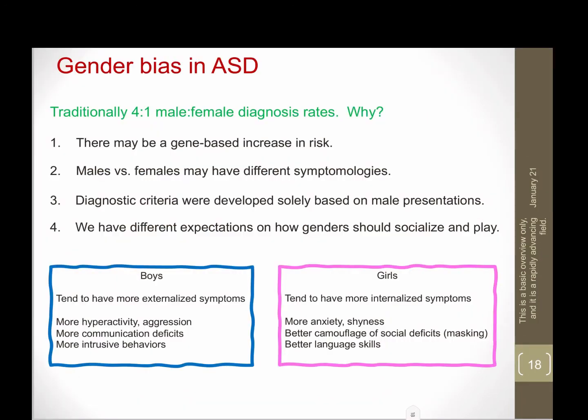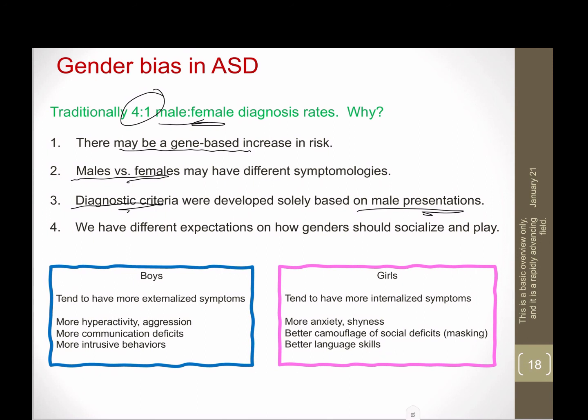The last topic that we're going to talk about is gender bias in ASD. And traditionally, we've accepted that males have a much higher rate of ASD than females. In fact, the diagnosis rates are 4 to 1. So again, we ask ourselves, why is that? And there may be a risk that increases the likelihood of ASD in males. However, there are other things that could impact these diagnosis rates as well. We know that males and females have different symptomologies. They express ASD in different ways sometimes. And we know that male presentation is how we developed diagnostic criteria. So our diagnostic criteria are always going to identify males more strongly than they identify females.